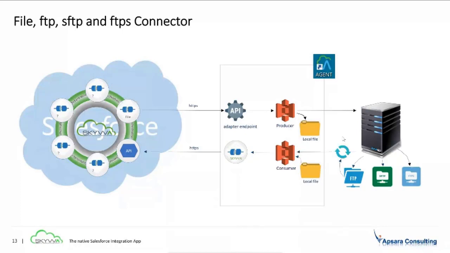The same we can do. We can read, we can pull data from FTP, SFTP, or FTPS. The file formats that we support are CSV, XML, and Excel. So you can write these file formats, or you can read these file formats using the event-driven consumer.